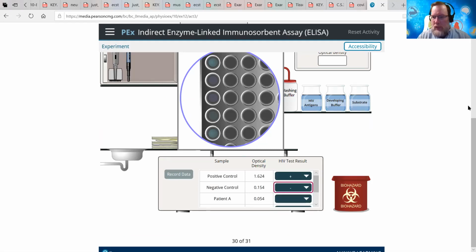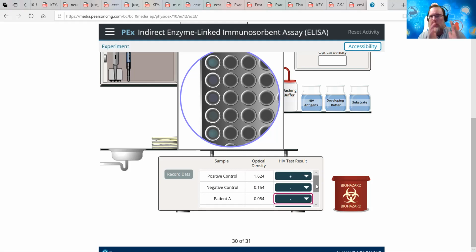Now we look at patient A, and we see patient A is 0.054. So they virtually have nothing in the way of antibodies against HIV, which is what we would expect to see if someone was HIV negative. Anything under 0.3, that's way under. So that definitely is a negative.